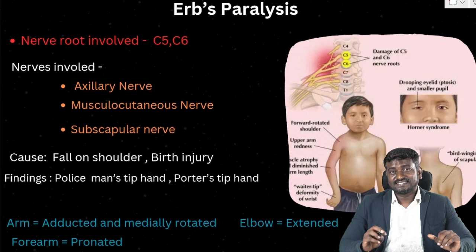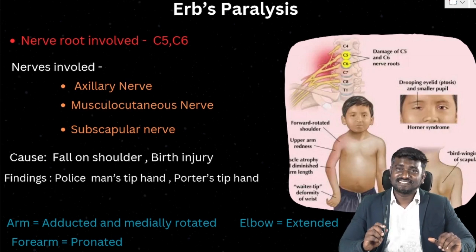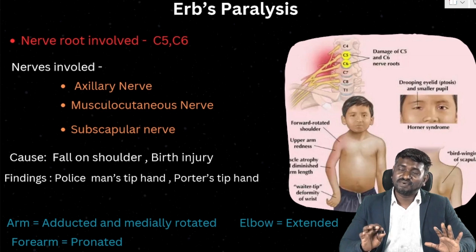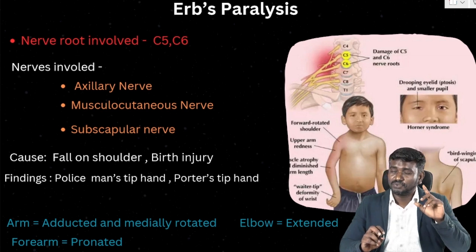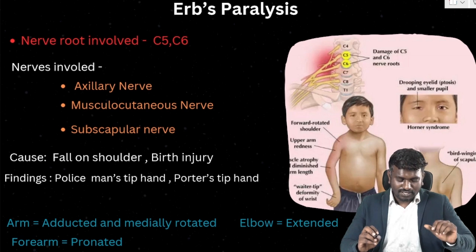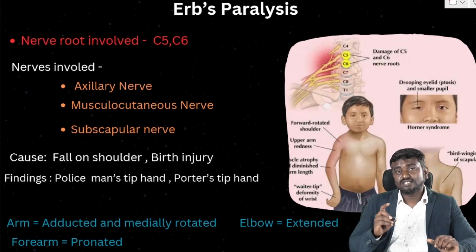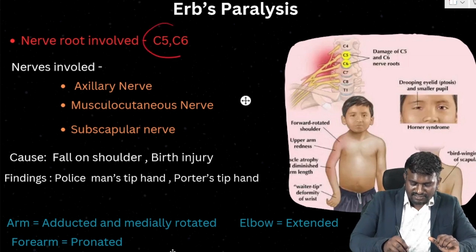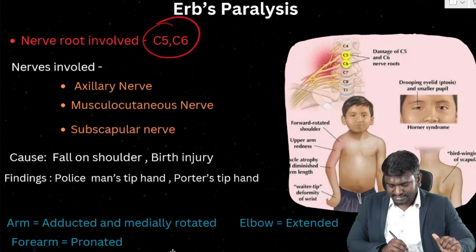Erb's paralysis. It is due to injury to the C5 and C6 nerves. It's very important. I have had an injury and it was really painful. Now, remember, Erb's paralysis is due to involvement of C5 and C6. Yes.